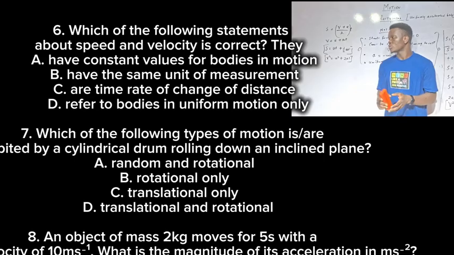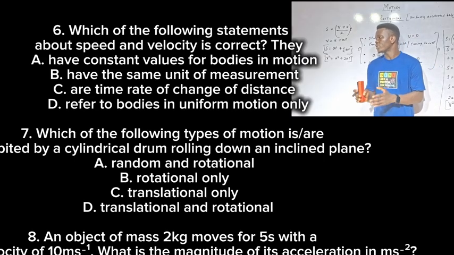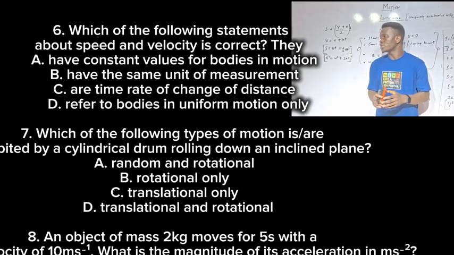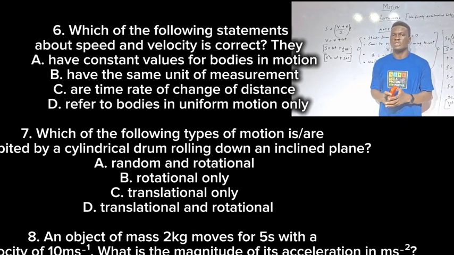Number 6, which of the following statements about speed and velocity is correct? A, they have constant values for bodies in motion. I leave you to answer that number 6 and drop the answer in the comment section. So let me know what you have gotten, so I will know if you are following the class too.